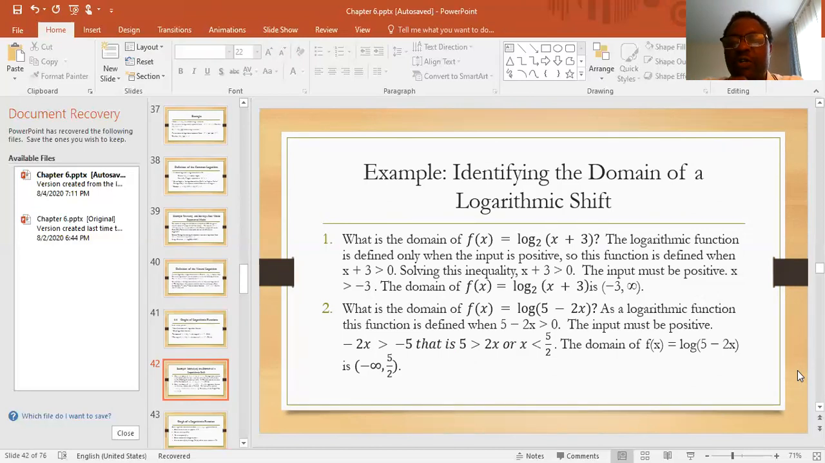Same thing if we have a function f of x equal to logarithm of 5 minus 2x. To find the domain, we recall that the logarithm is only defined for positive arguments. So in this case, we set the condition that 5 minus 2x is positive. That means x is less than 5 over 2, and the domain is from negative infinity to 5 over 2.